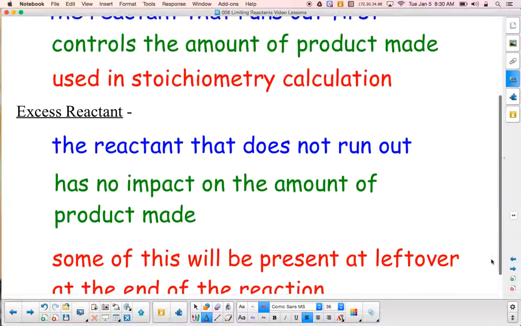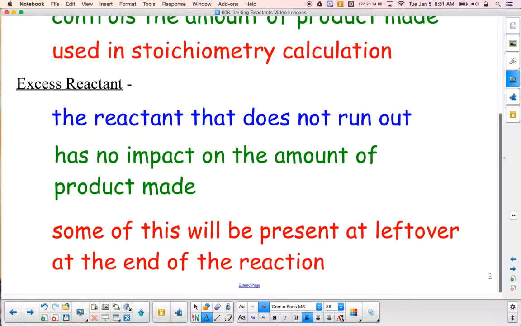The reactant that you have too much of is called the excess reactant, and this is the one that does not run out. It has absolutely no impact on the amount of product made, and at the end of the reaction, your excess reactant is going to have some left over.